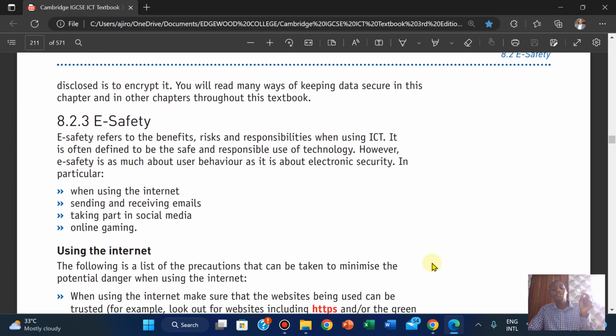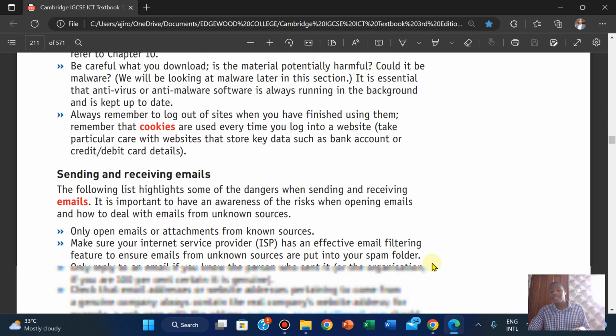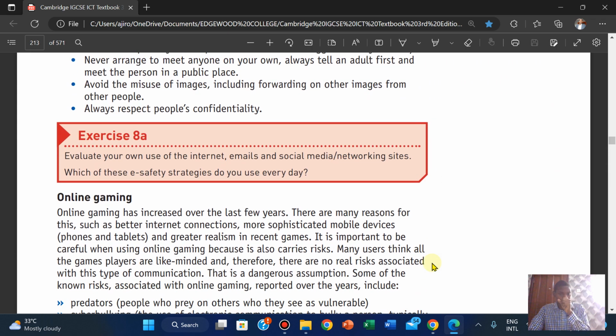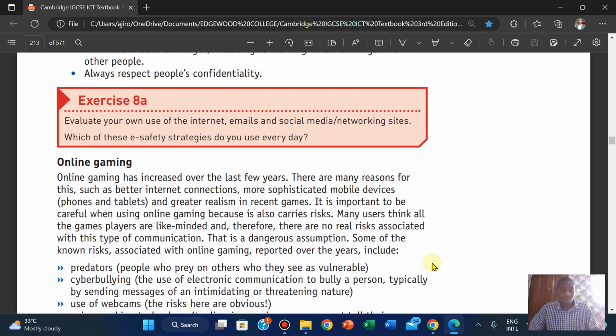So we've been able to look at three things when using the internet: sending and receiving emails, taking part in social media, and the last one we'll be looking at is online gaming.